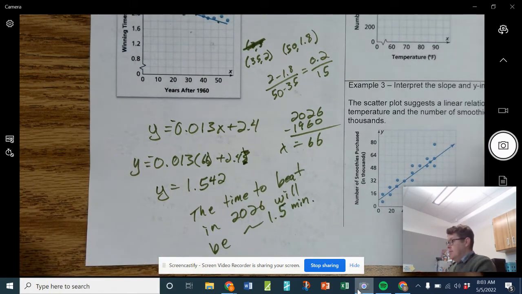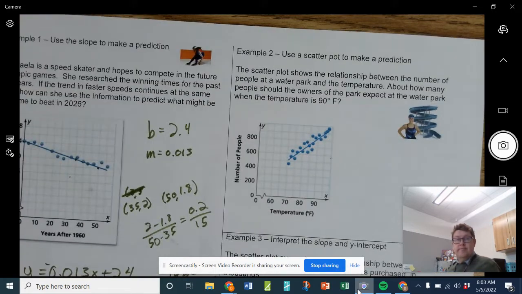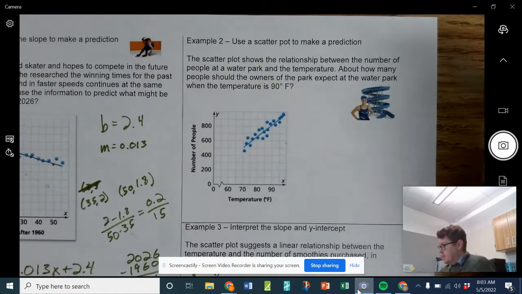Yeah, so this is how people actually do this stuff to make predictions, right? Use the slope, which we just did there. Use the scatter plot to make a prediction.